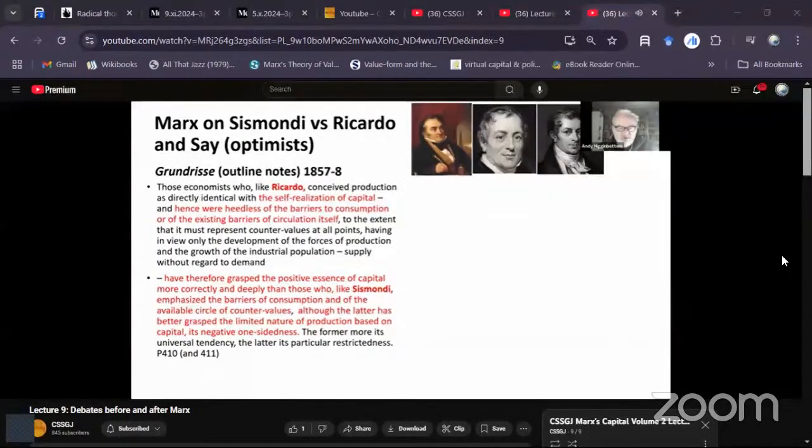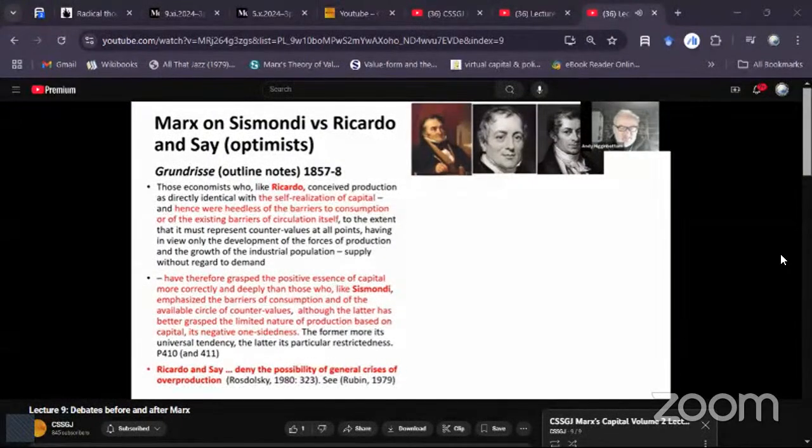So the Grundrisse is structured around the question of production and consumption. And Marx is saying, well, actually, Ricardo is right to say that production trumps consumption, if you like. And that's its universal tendency. Consumption is a particular issue, but it's not the general issue of capitalism.